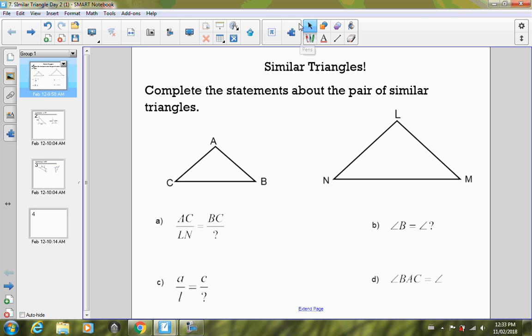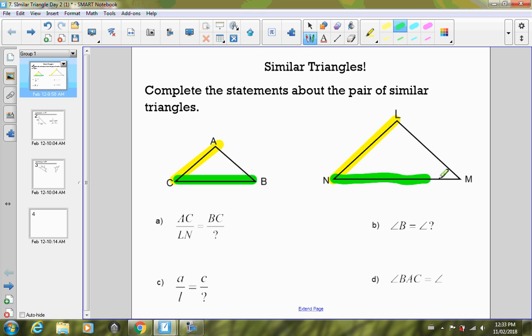Now I'm going to highlight the similar sides. C to A is similar to N and L. The bottom side of the triangle, C to B, is the same as N to M. And then I'm going to leave that blank side there to show that those are similar. So those are my three colors: the clear or nothing, yellow, and green.